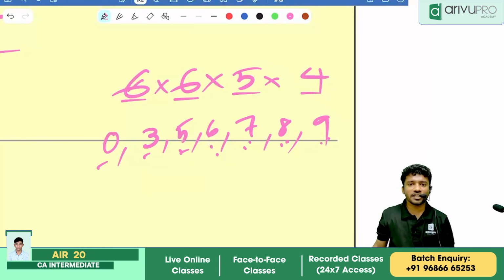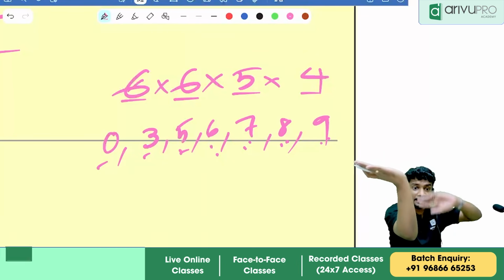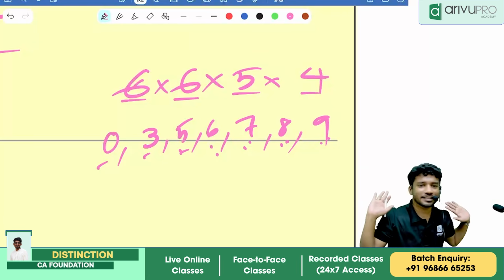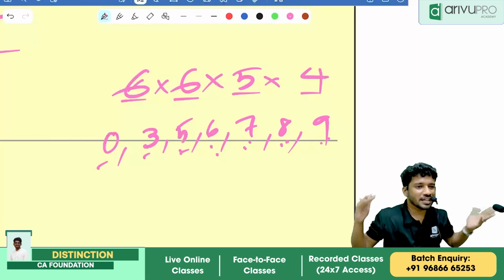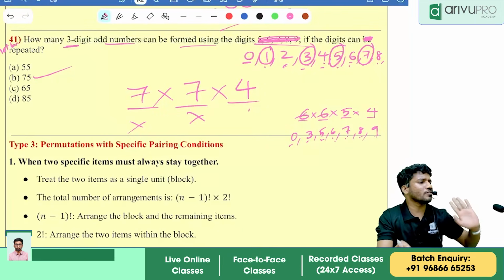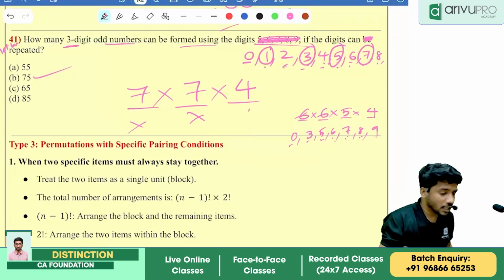If it is an even number, first give preference to the ones place. Then go to the first place. Why? 0 cannot sit there. That is the meaning. Understood? So this is the worst they can ask. Other than this, they will not ask any worse questions from this topic. I hope everyone understood.